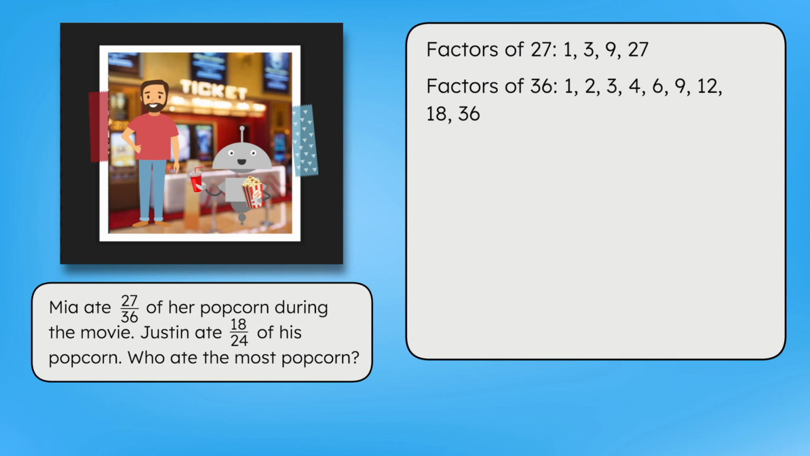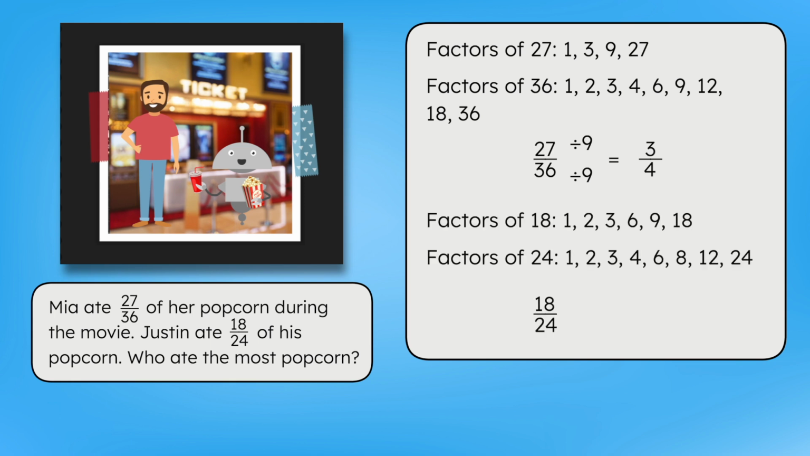What's the largest factor they both share? 9. That means we can divide the numerator and denominator of 27/36 by 9 to simplify. 27 divided by 9 is 3, and 36 divided by 9 is 4, which gives us 3/4.